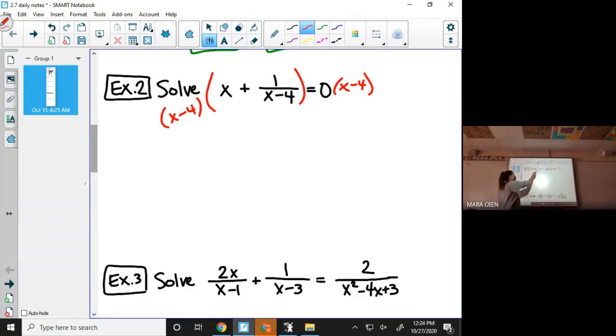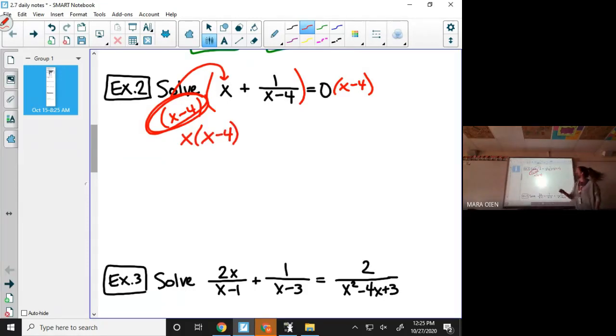So I'm going to take this quantity times x, and I'm just going to write it like this. That quantity is being multiplied by x. And I'm going to take that quantity times this fraction. And then on the right-hand side, I'm going to take that quantity times 0, but I know anything times 0 is 0. Here's where that gets me.